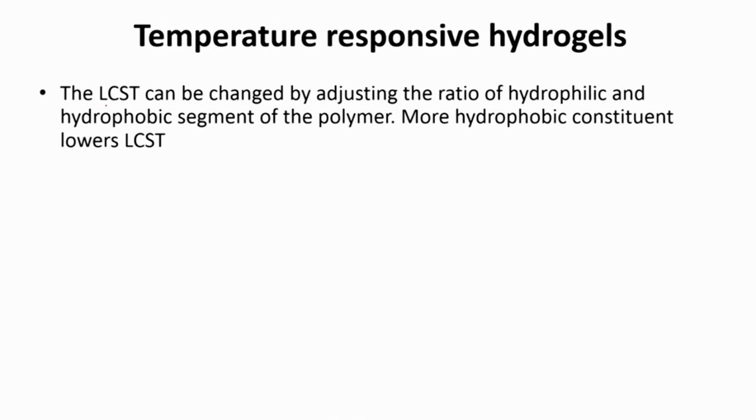Now, we define this term as LCST, lower critical solution temperature, which we already defined, and this can be adjusted by adjusting the ratio of the hydrophilic and hydrophobic segments. So, you can have different types of polymers designed that have various LCSTs depending on how much hydrophilic and hydrophobic domain you are putting in. The more hydrophobic domain, the lower the LCST.